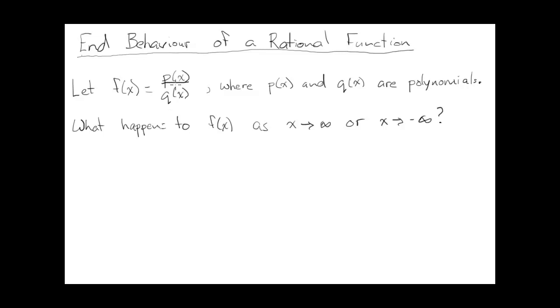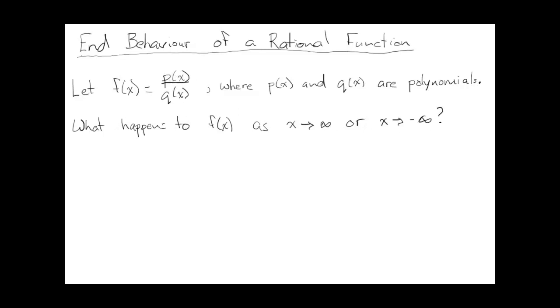In this video, we're going to look at the end behavior of rational functions. So with a rational function, here's a general rational function, f(x) = p(x) over q(x), where p(x) and q(x) are both polynomial functions. So we want to talk about end behavior. That means what happens to f(x) as x approaches infinity or x approaches minus infinity.